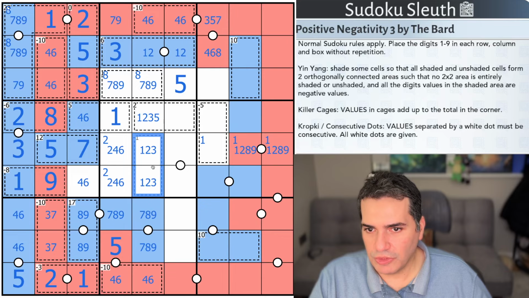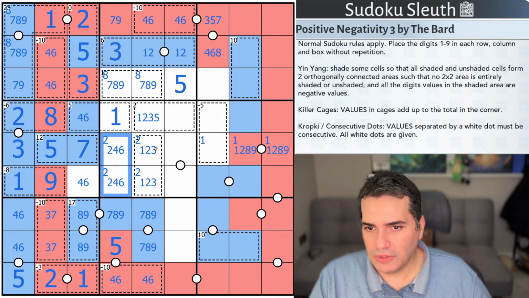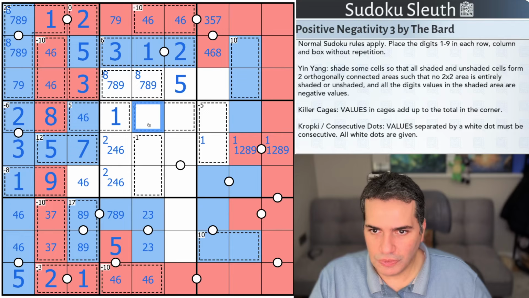It's too far away from the rest. That would force a second 2 to be a difference between the 1 and 3. But the 2 is already placed. So yes, this is forced with 1, 2, 3. There has to be a 2. That forces this to be 1. This becomes 2, 3. This becomes 2. This is not 1, 2, 3.